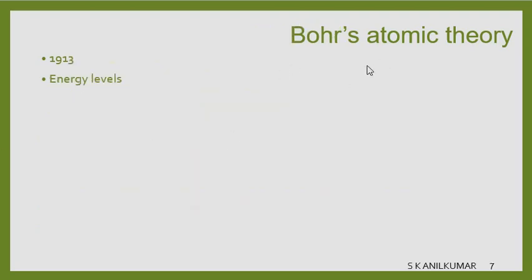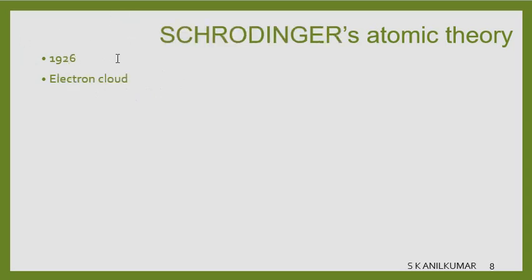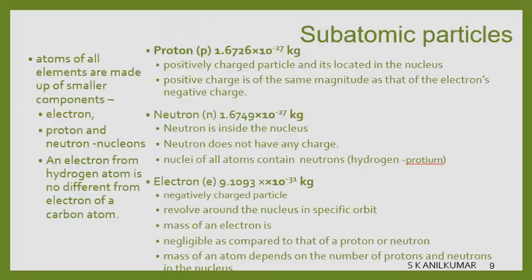Then came Bohr's atomic theory. Bohr's atomic theory started talking about the energy levels of an atom. He proposed this theory in 1913. Then in 1926, Schrodinger came. What did Schrodinger say? He said there is an electron cloud, a cloud of electrons, right? This is the evolution of the atomic theory. So we have Dalton, Thomson, Rutherford, Bohr and Schrodinger.